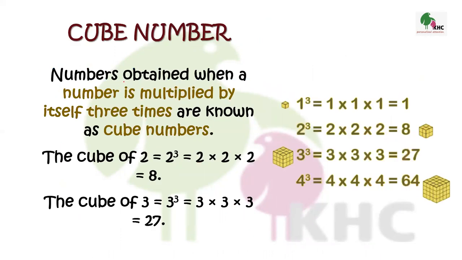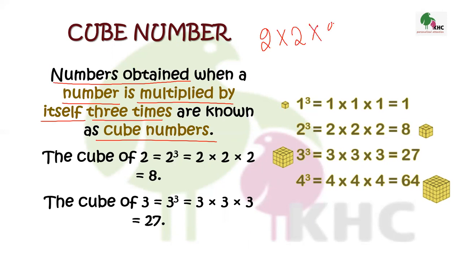Numbers obtained when a number is multiplied by itself three times are known as cube numbers. So whenever you multiply a number with itself three times, the value you get is known as the cube of that number. Okay, so 8 is known as the cube of 2.